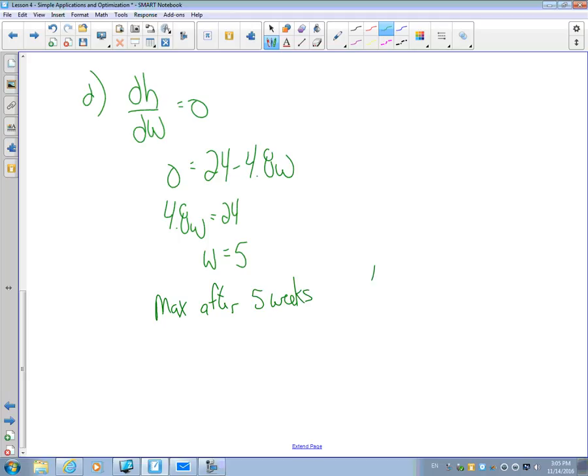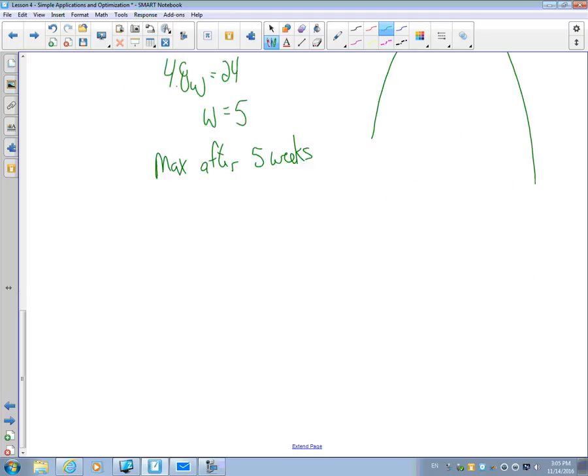The other part asks me, what is the maximum? So 5 and what? Well, if I want to figure out points, I can go back to my initial equation. Our initial equation was our height after 5 weeks. So 24 times 5 minus 2.4 times 5 squared. Just what we did when we made graphs yesterday, except we just have context now, words. Let's find the maximum point. If you do this right, you should end up with 60 centimeters. So max after 5 weeks of 60 centimeters.